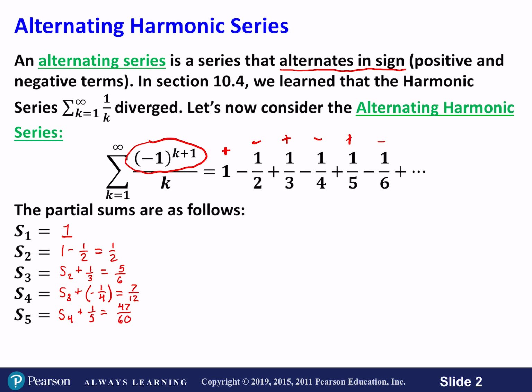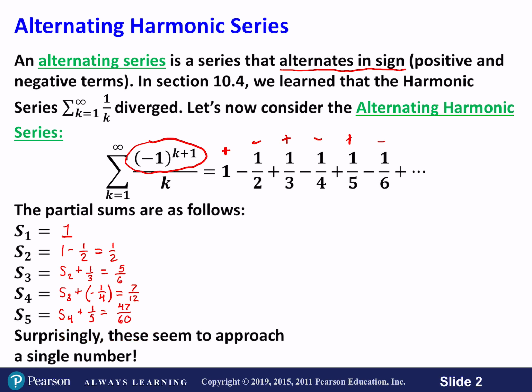All right, so it may not be totally obvious at this point, but what you will notice is if you start to take this sequence of partial sums out even further, is that they actually seem to approach a single number. In other words, the limit of this sequence of partial sums converges. And that indicates that the entire series would converge. Remember, if you take the partial sums and the limit of the partial sums equals some number, then the series converges to that number.